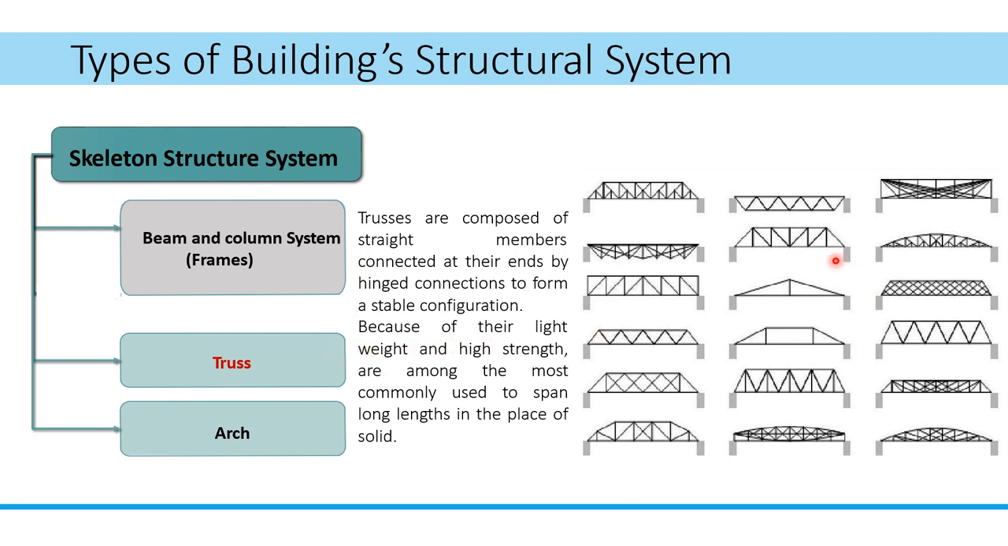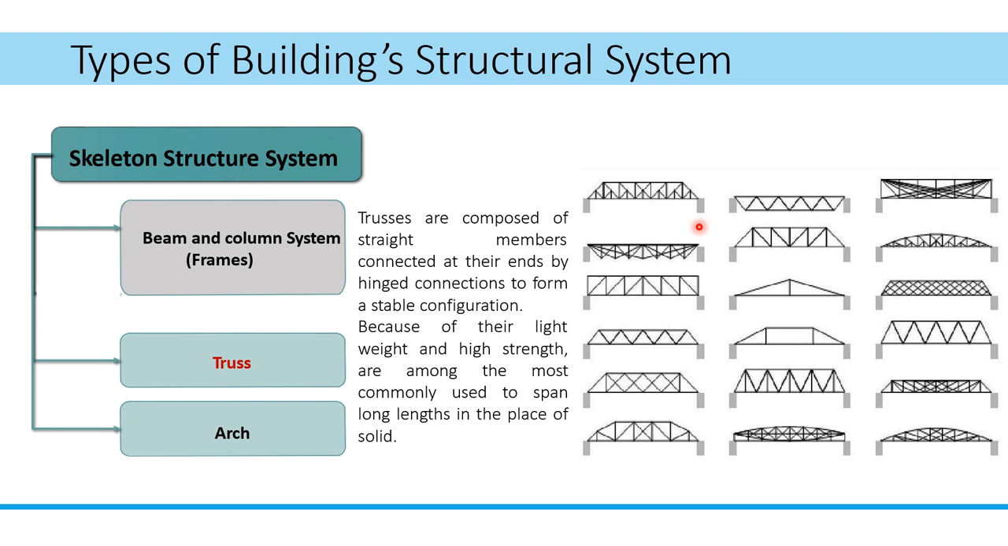Their arrangements are made in such a way that they transfer the load ultimately to the end supports. Because of their light weight and high strength, they are among the most commonly used to span long lengths in place of solid members. For example, if a building has large spans, you have to provide a thicker concrete slab, and even the beam sizes will be large. But by using trusses you can avoid that type of material.